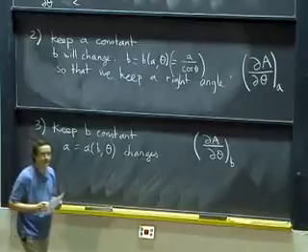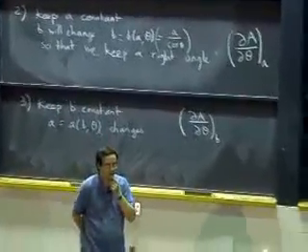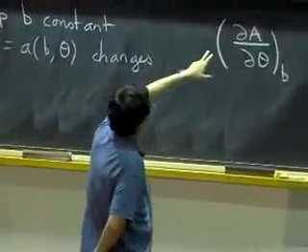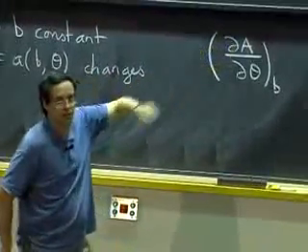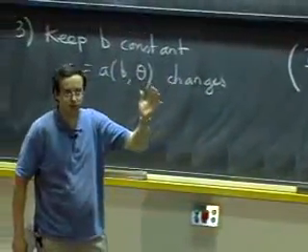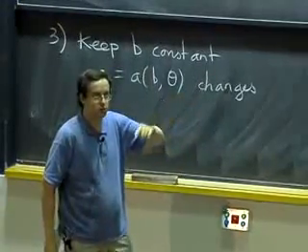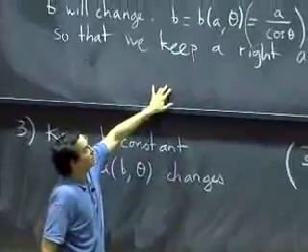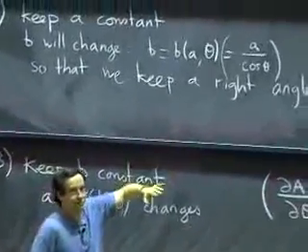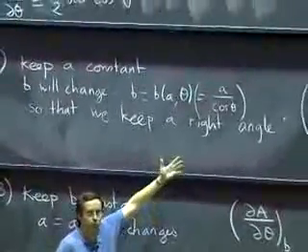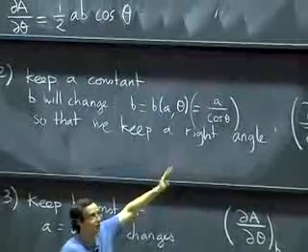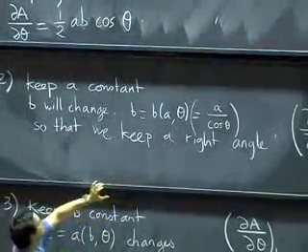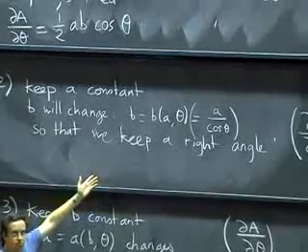Yes? No, we don't keep theta constant. We vary theta, right? The goal is to see how things change when I change theta by a little bit. Okay, so if I change theta a little bit and I keep A the same, then B has to change also in some way so that it stays a right triangle. And then because theta and B change, that causes the area to change.